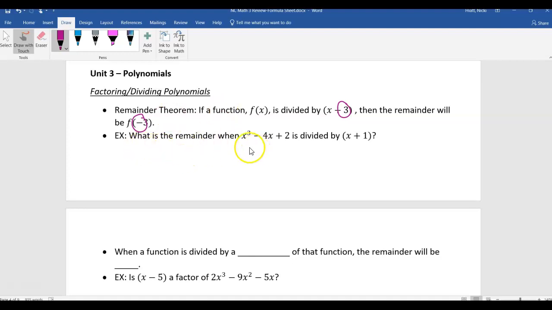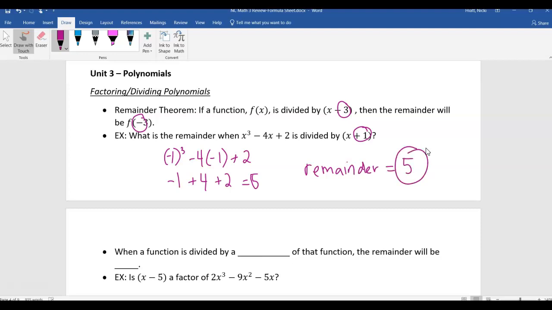So here's an example right here. What is the remainder when x to the third minus 4x plus 2 is divided by x plus 1? I could use long division to figure this out, but that long division is kind of difficult and takes a while. So if I use the remainder theorem, I just need to look at this factor and take the opposite sign. So I need a -1. So I'm going to do -1 to the third minus 4 times -1 plus 2. -1 to the third is still -1. -4 times -1 is +4, and I've got a +2. So that's -1 plus 4 is 3. 3 plus 2 is 5. So my remainder here is going to equal 5 whenever I divide those two.